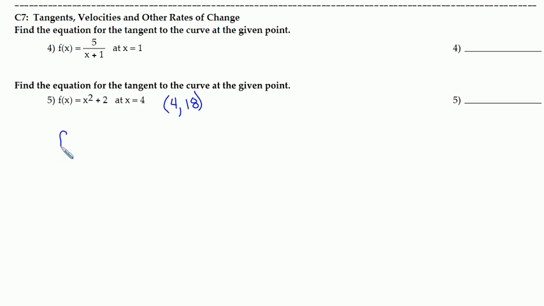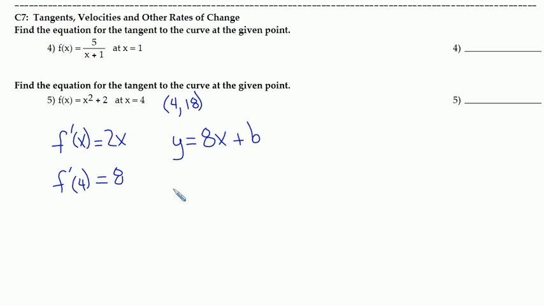So the derivative here of f is 2x. And the slope at 4 would be 8. So I know that y equals 8x plus some unknown intercept value b. I'll plug in the 4 for the x and the 18 for the y and see if I can't determine that intercept value.